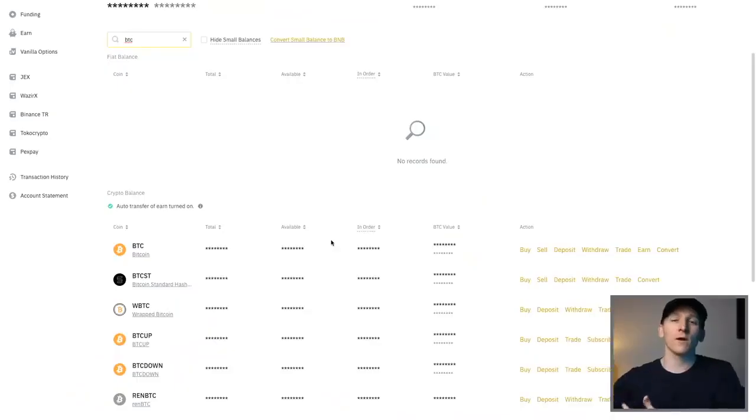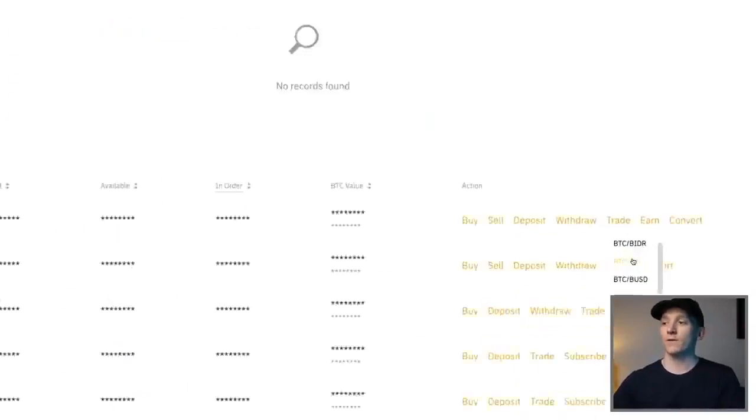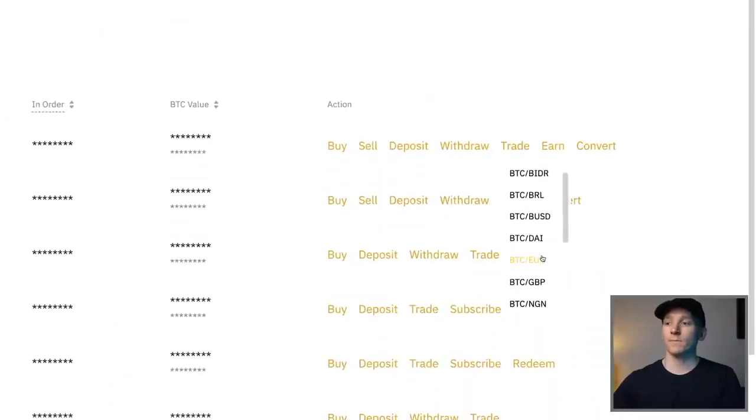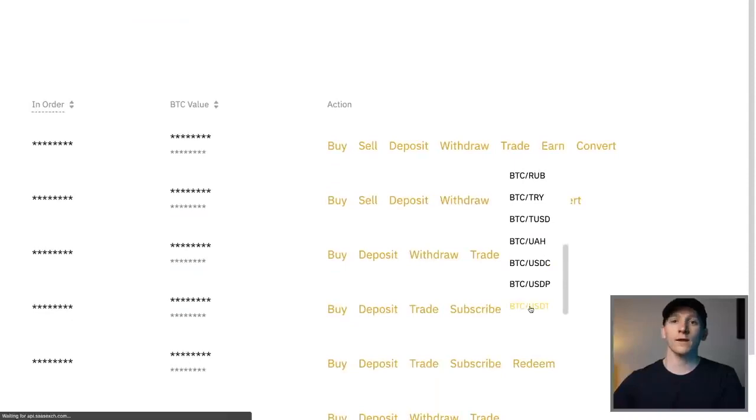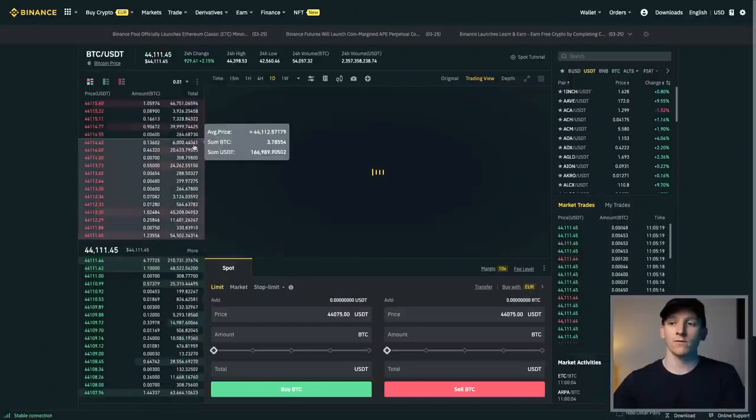Again, if you need to know how to use Binance, FTX, Bybit, or other platforms, I'll leave those step-by-step guides in the description. But what I'm going to do is go over to Bitcoin right here and press trade, and come down to US dollar Tether right here. So I'm trading USDT, which is basically US dollars, against Bitcoin.